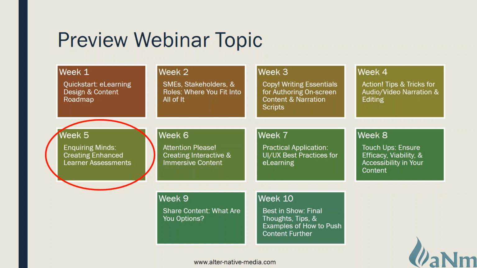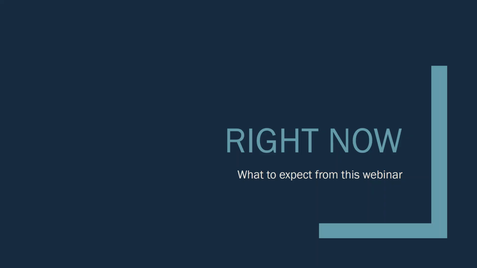We'll talk about later making sure that we put the final touches and touch-ups on our e-learning content, making sure that it's viable, that we have thought about accessibility constraints, and then we'll talk about ways we can publish and share. And then finally in week 10 we'll have a celebration and we'll look at some really great examples of how to do stuff in iSpring.